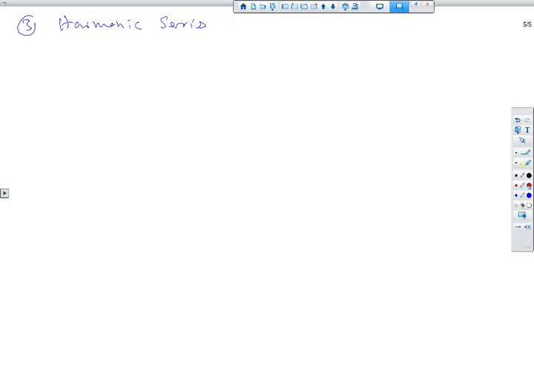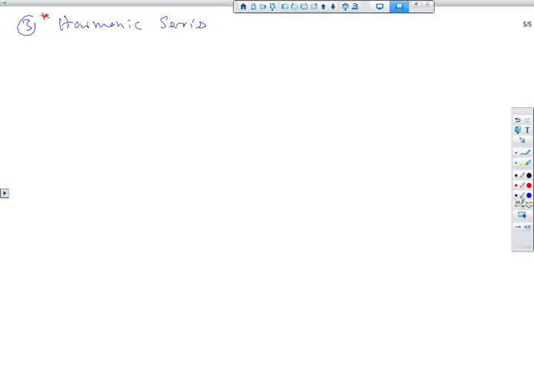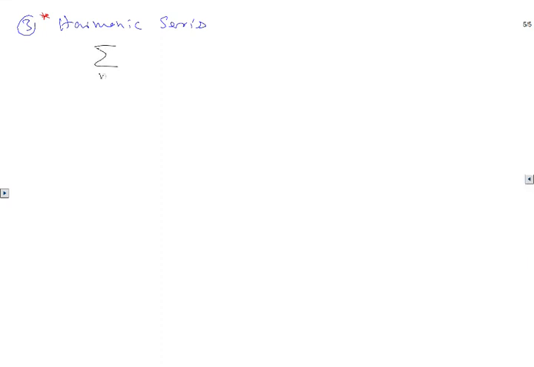So number 3, the harmonic series. This is one of the very important examples in the study of series, because we use it a lot. It provides very good counterexamples. So what does the series look like? The series is sigma n going from 1 to infinity, 1 over n. So let's look at the terms: 1 plus 1/2, 1/3, 1/4, like that.